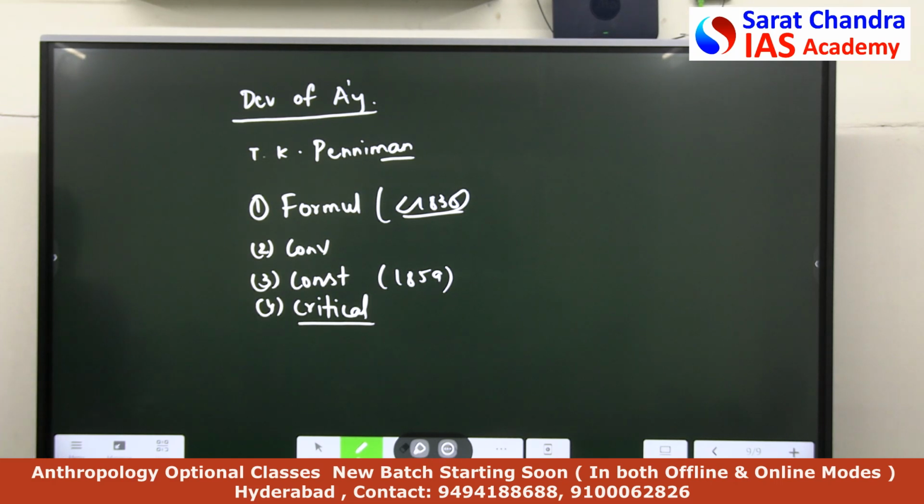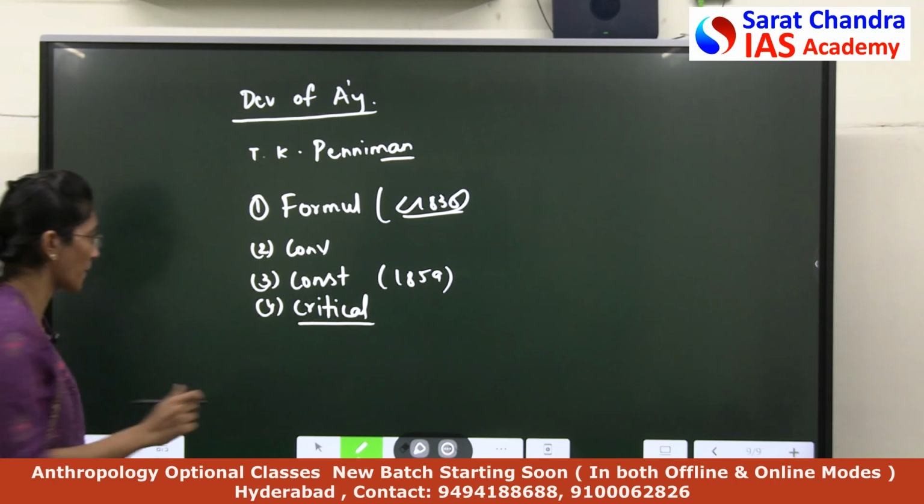The fieldwork was started by Franz Boas. So that was just a starting phase. He went to British Columbia. He started collecting more data about those people. Next comes the critical phase. In the critical phase, functionalists dominated.